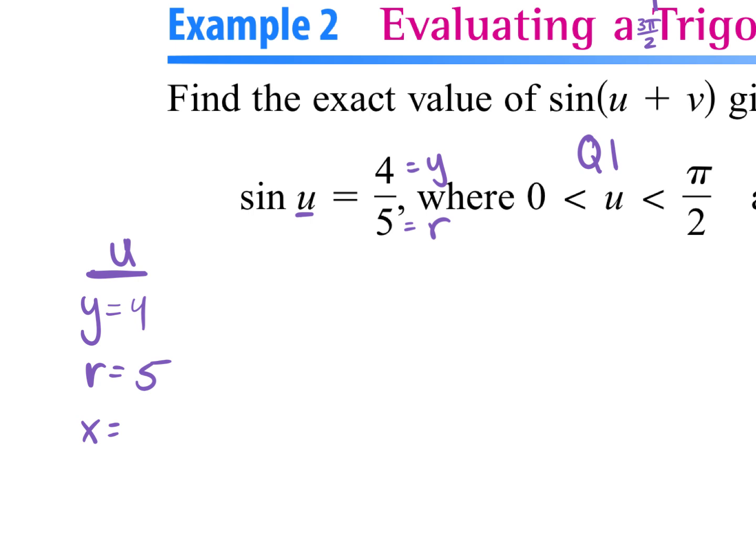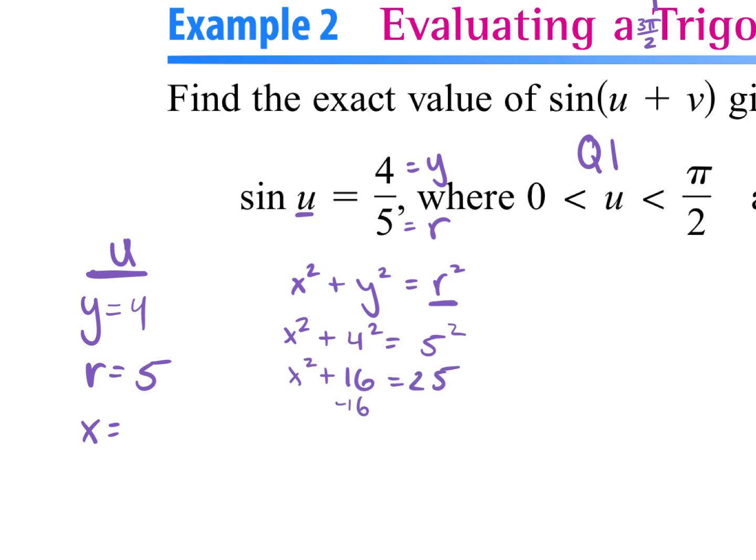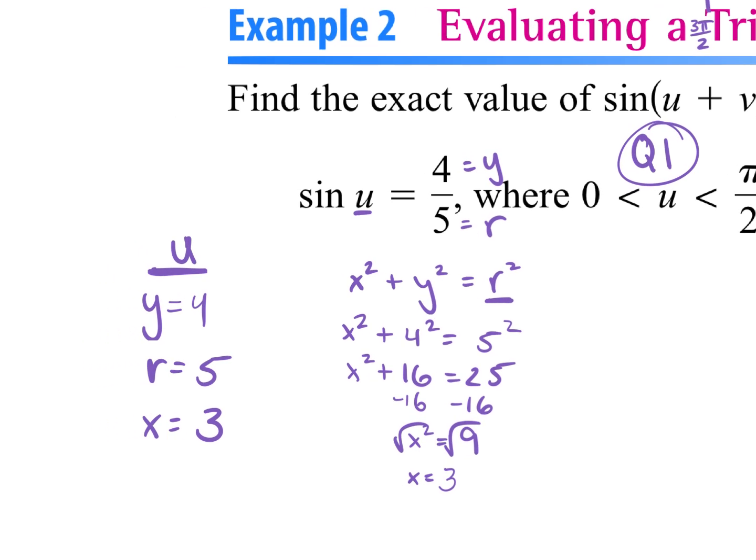How do you think I could find x? Pythagorean theorem. Awesome. So we'd say x squared plus y squared equals r squared. It's always equal to your r squared. R is the radius. Remember, r is always positive. So let's use our Pythagorean theorem. X squared plus 4 squared equals 5 squared. So x squared plus 16 equals 25. Subtract 16 on both sides. X squared equals 9. So what does x equal? X equals 3. Perfect.